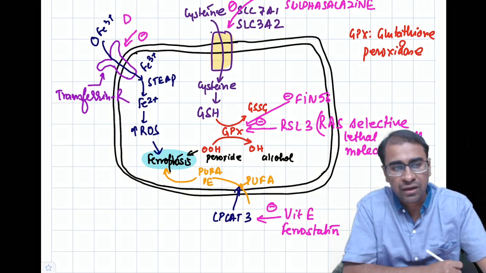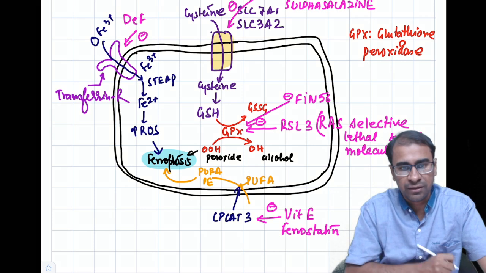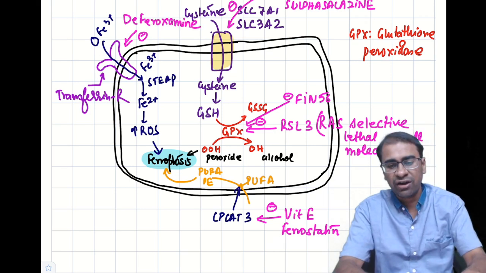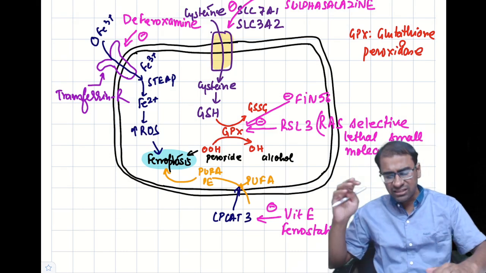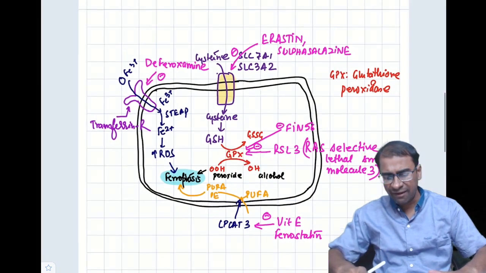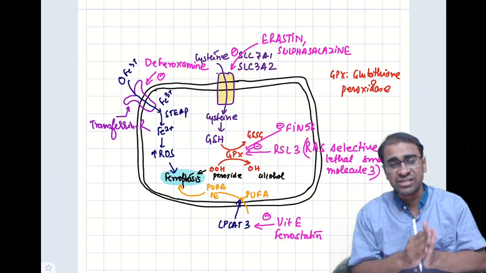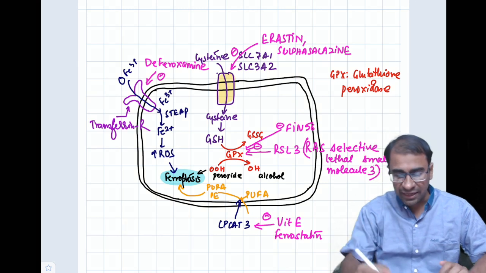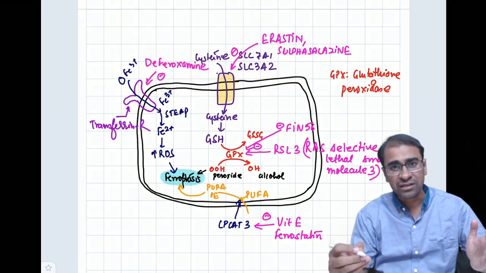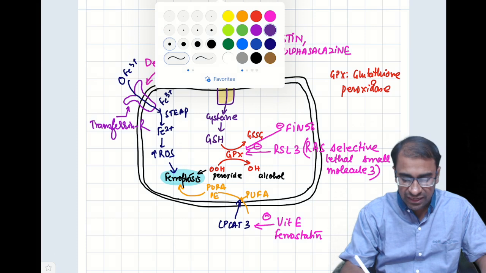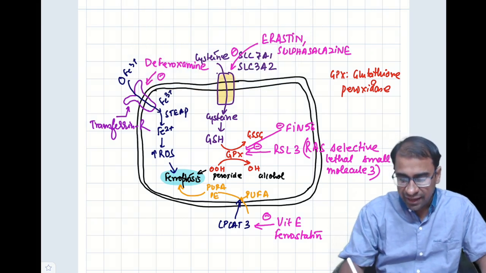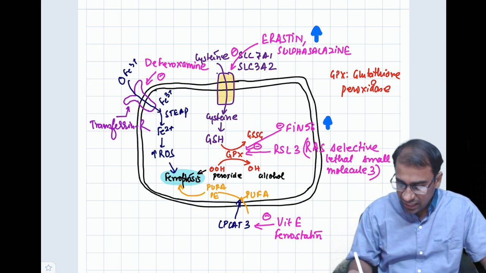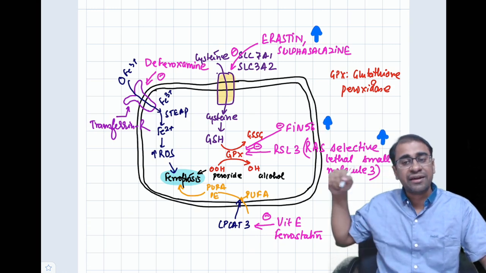It can be inhibited by deferoxamine. So my question now is, once you have understood these few things, can we simply have that courage to say which of these mechanisms will increase ferroptosis? Which of them can increase ferroptosis? Obviously, elastin and sulfasalazine will increase it. Inhibition of RAS and FIN56 will increase ferroptosis.